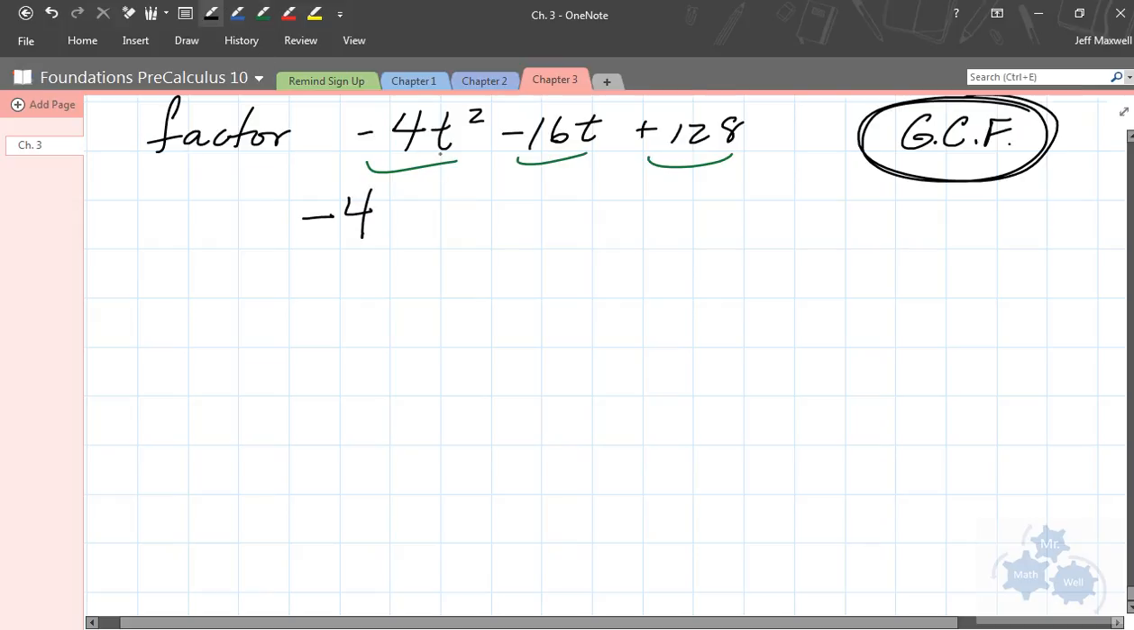Negative 4. Is there a t in all of these? No. So just negative 4. Right? So what's left over? Well, negative 4t squared divided by negative 4 is just t squared. This is going to be negative 16 divided by negative 4 is positive 4t.